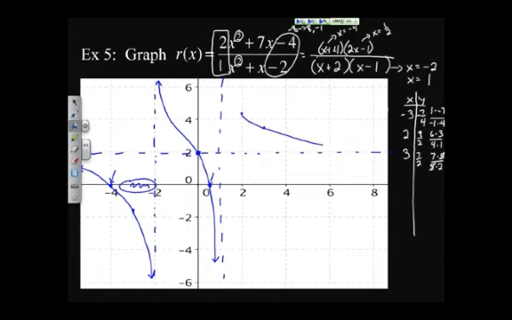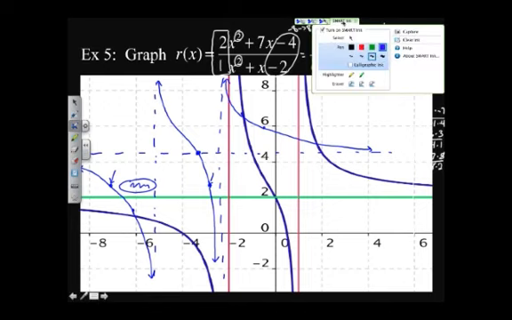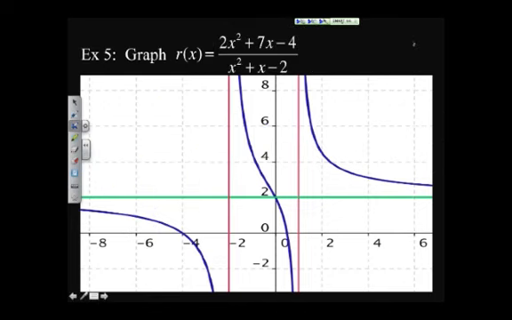As we go to the right, it's going to get close to this horizontal line. As we go close to this vertical asymptote, it's either got to go up or down, and this one has to go up. So after all of that, we're going to get this picture, and here's a little nicer view of it. Horizontal asymptote in green, vertical asymptotes in red, and the graph actually in blue. So let's look at another one.